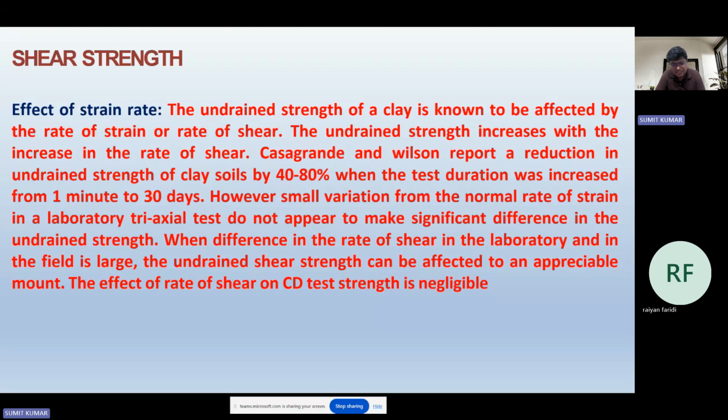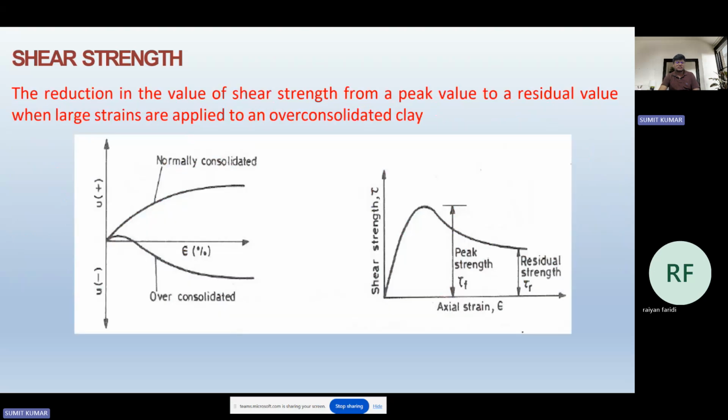When the difference in the rate of shear in the laboratory and in the field is large, the undrained shear strength can be affected to an appreciable amount. The effect of rate of shear on the CD strength is negligible. So, okay, the discussion about this is mentioned over here.